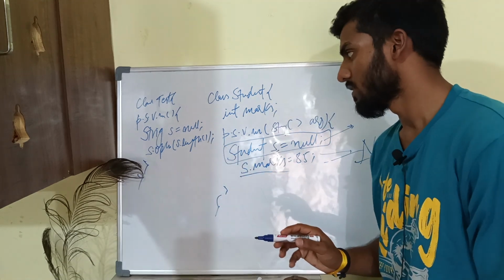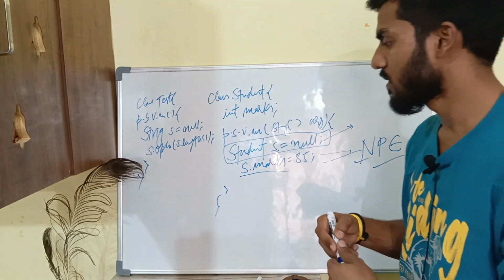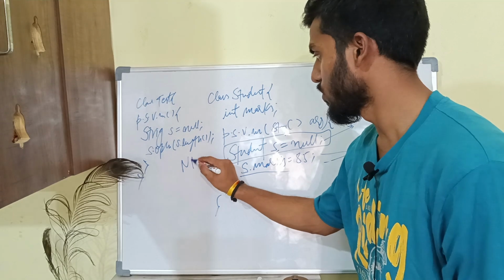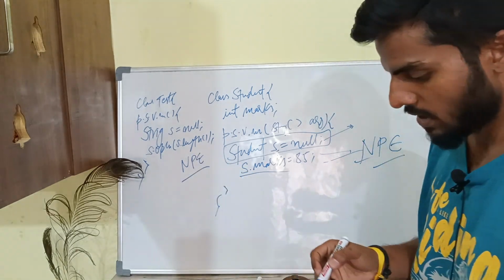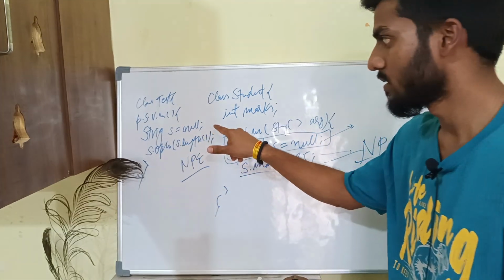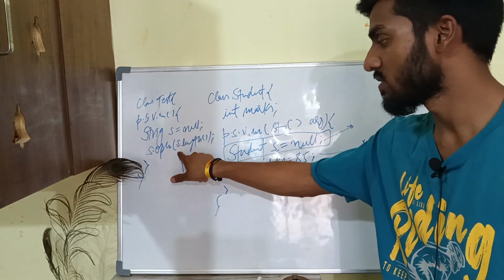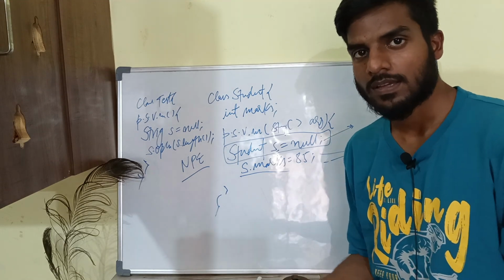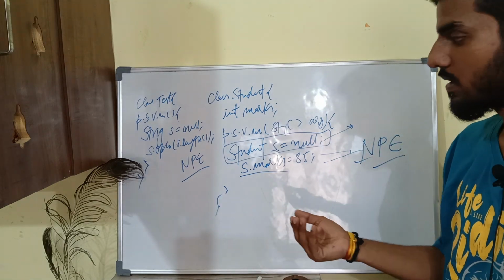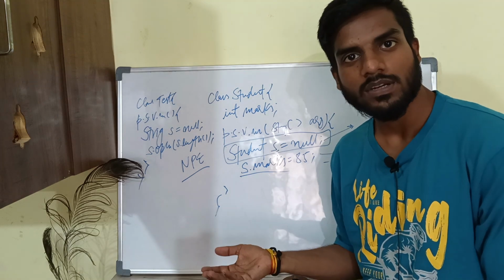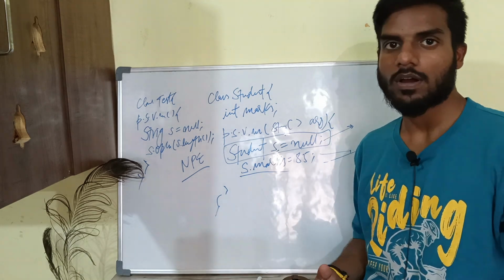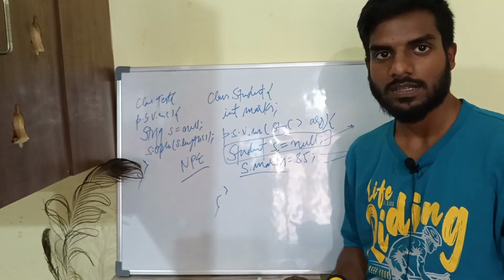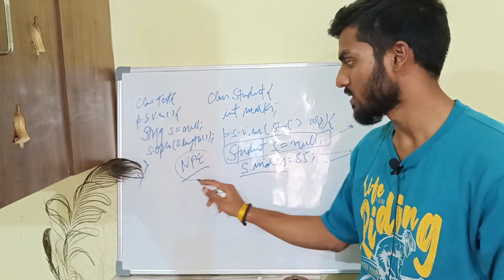What will happen here? We will get a null pointer exception. Why? Because here we didn't create an object, but still we are trying to know the length of that object, right? How can the JVM give you the length when you didn't create an object? The JVM doesn't have an object. Because of that reason we will get a null pointer exception.